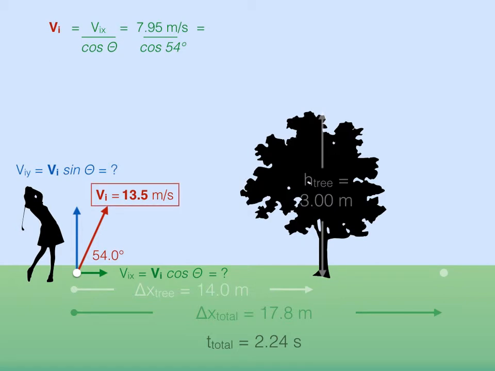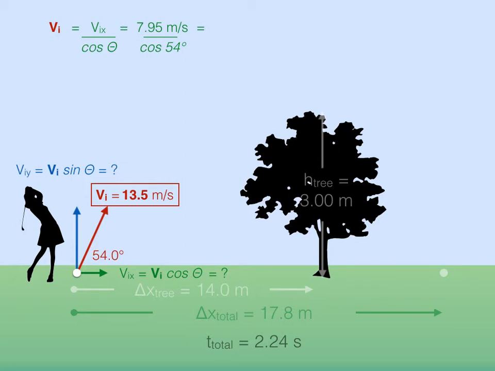All right, so we know that, and that's actually our final answer for part A. All right, 13.5 meters per second. We've got part A done. Great. Now we need to find out, and hopefully you'll recall, part B asked, what is the height of the ball when it gets to the tree?